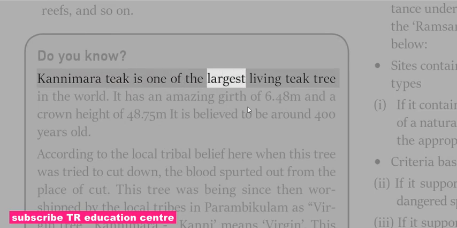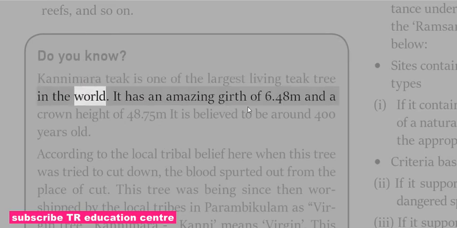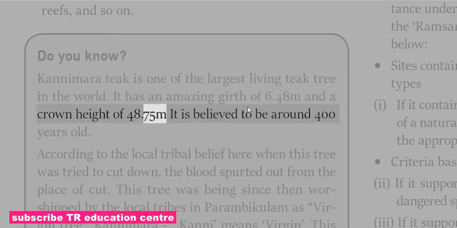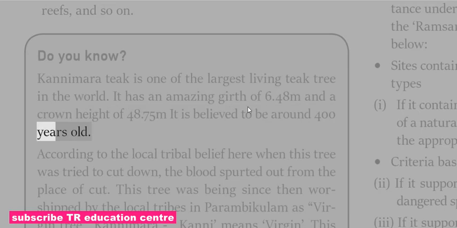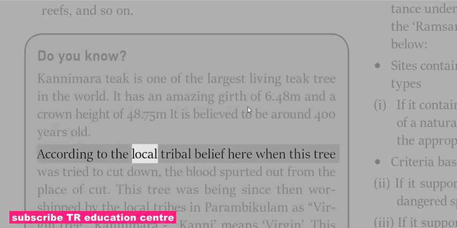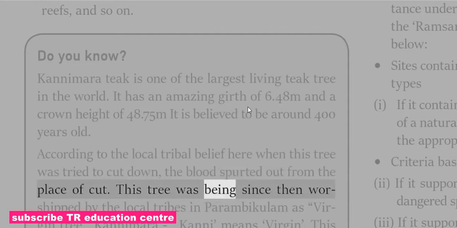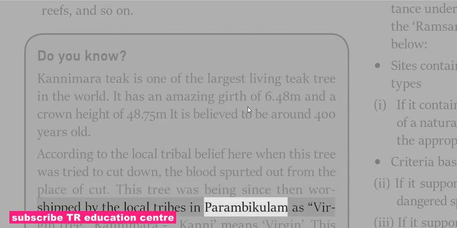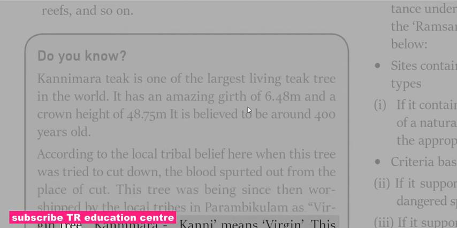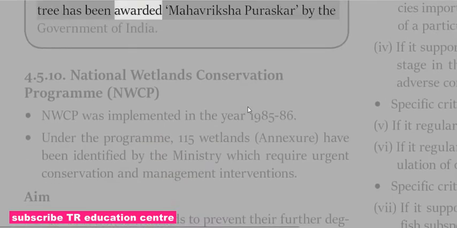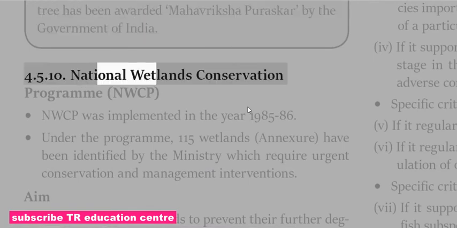Do you know? Connemara teak is one of the largest living teak trees in the world. It has an amazing girth of 6.48 m and a crown height of 48.75 m. It is believed to be around 400 years old. According to local tribal belief, when this tree was tried to be cut down, blood spurted out from the place of cut. Since then, it has been worshipped by the local tribes in Parambikulam as a virgin tree. Kanni means virgin. This tree has been awarded the Mahavriksha Puraskar by the Government of India.